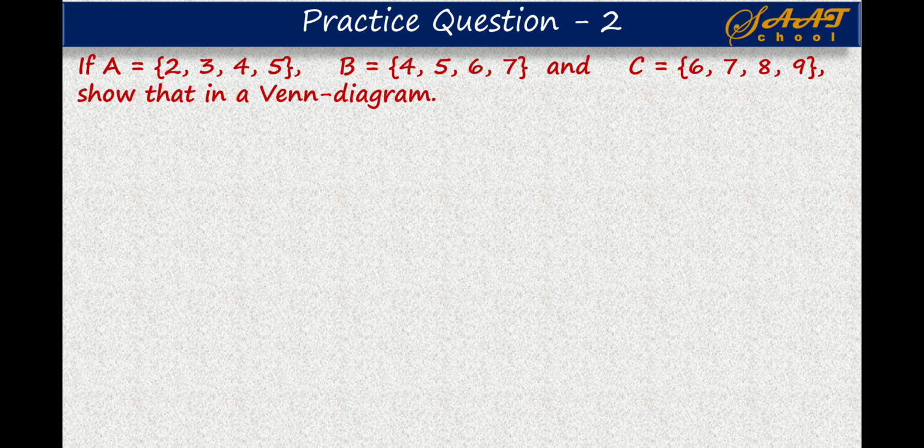Now this is a practice question for you. I want you to try this question and show it in a Venn diagram. We have three sets A, B, and C. You try to show it in the Venn diagram.